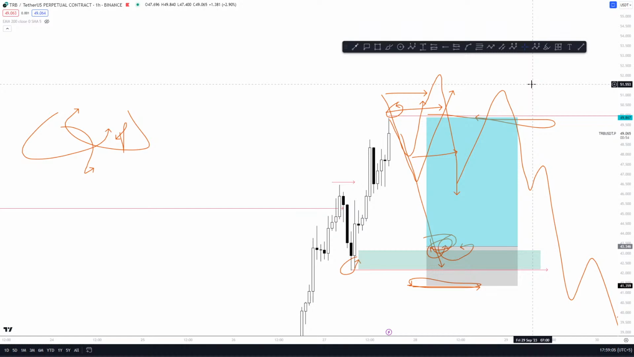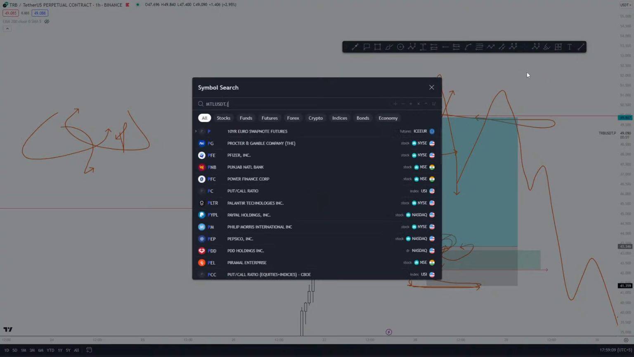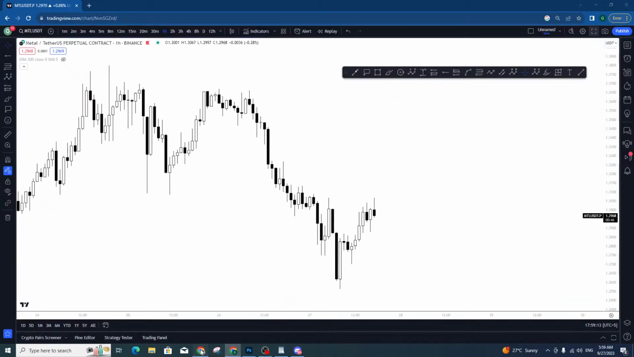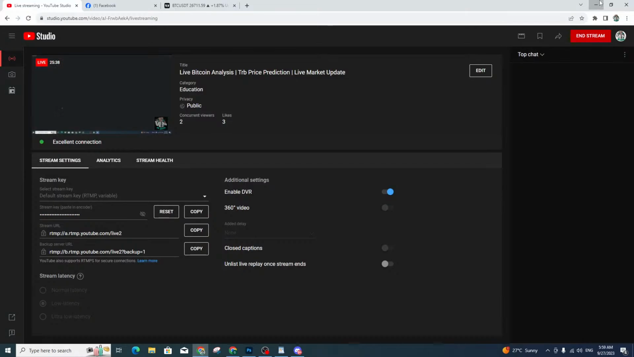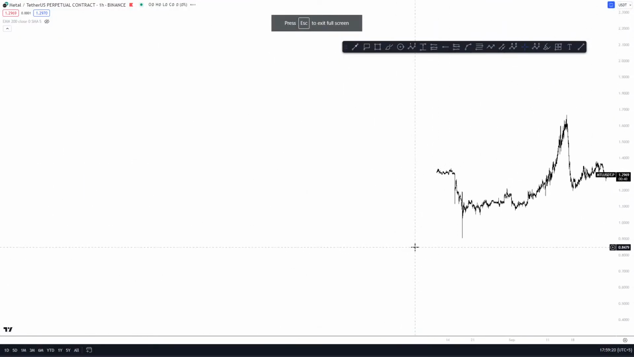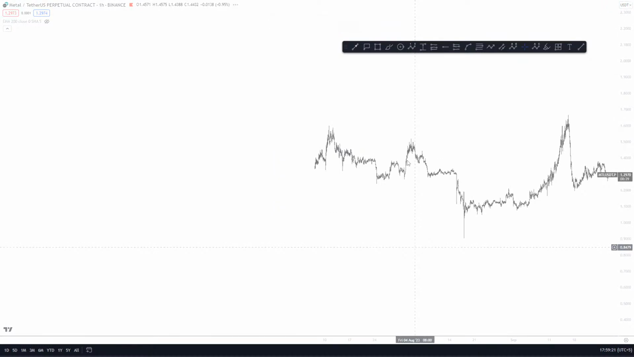Coming towards the next market, let's analyze the MTL. Okay, MTL USDT.